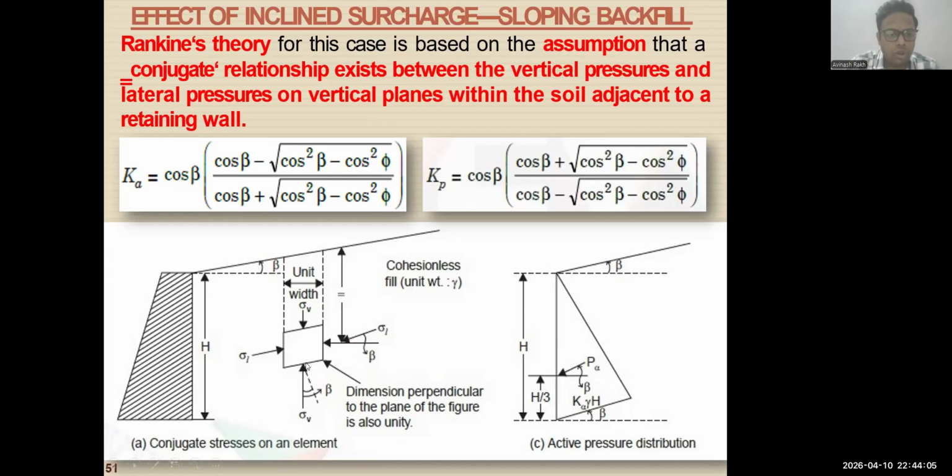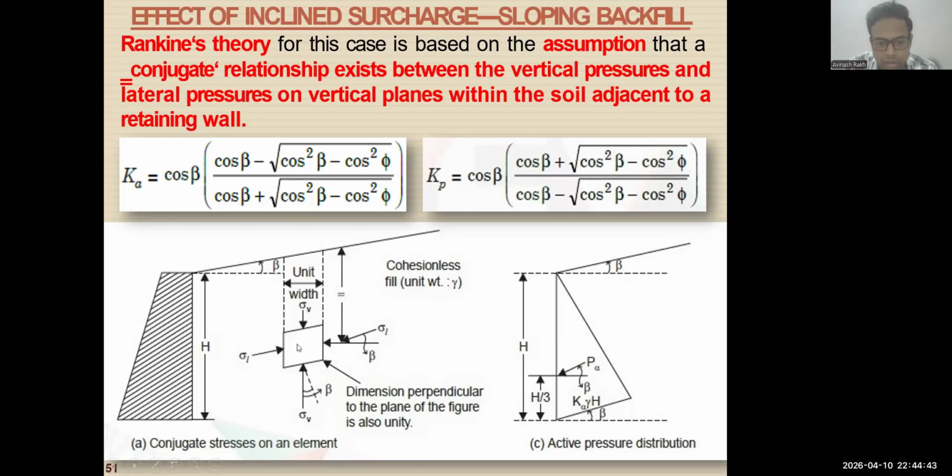Ka equals cos beta, in bracket, cos beta minus square root of cos square beta minus cos square phi, divided by cos beta plus square root of cos square beta minus cos square phi. Phi is the angle of internal friction, and beta is the angle of inclination of the backfill. Kp, the coefficient of passive earth pressure, equals cos beta, in bracket, cos beta plus square root of cos square beta minus cos square phi, divided by cos beta minus square root of cos square beta minus cos square phi. So this is what the conjugate stresses on an element are.